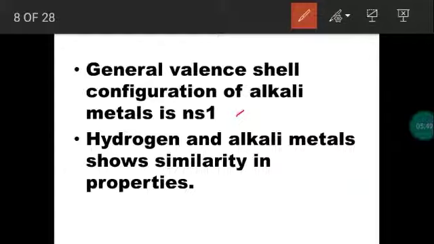Now compare the electronic configuration of hydrogen with the general valence shell electronic configuration of alkali metals. Both are similar, 1s1 as well as ns1. Principal quantum number 1 means the outermost configuration for all these elements: hydrogen, lithium, sodium, potassium, rubidium, cesium, francium. For all these, the outermost configuration is similar. Electronic configuration being similar means properties will also be similar. So the properties of hydrogen will be similar to the properties of alkali metals.